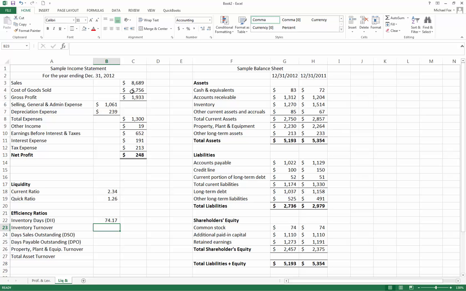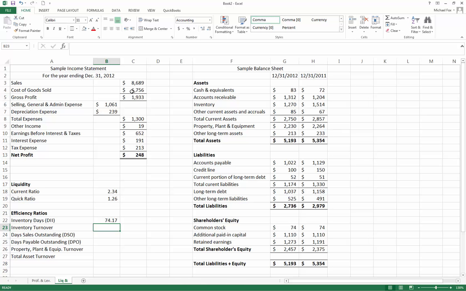What does that mean? It means, on average, our inventory stays in our business for 74.2 days. This is an average. In real life, one piece of inventory might sit on the shelf for years, and another piece we might sell and replace and sell and replace 20 times a month. So this is the average number of days it takes us to sell an average dollar of inventory.